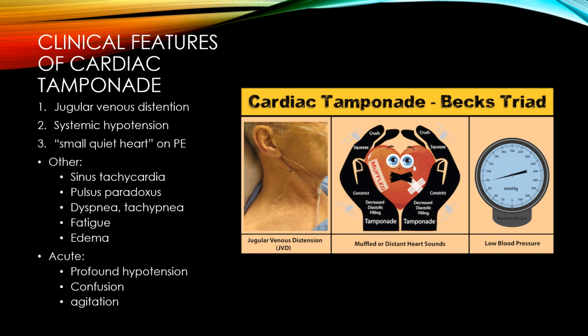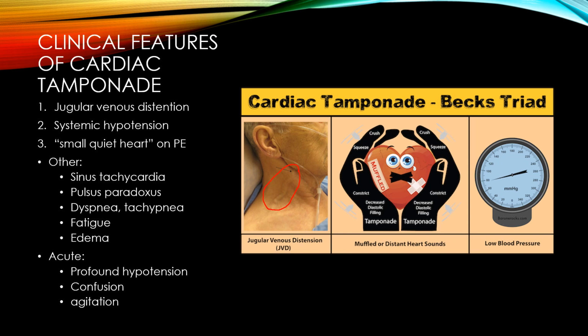So some of the clinical features I've already mentioned here. Here's Beck's triad. You can see the venous distension, the muffled heart sounds, and the decrease in arterial blood pressure. So that'll be your triad. Other things: sinus tach, which we talked about, and pulsus paradoxus.